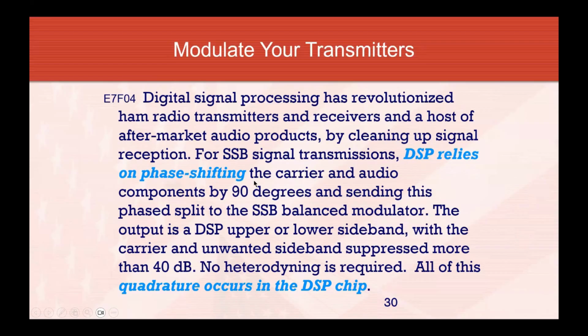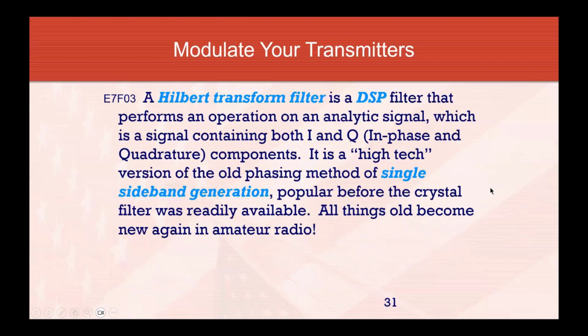The DSP relies on phase shifting the carrier and the audio by 90 degrees. Quadrature. A Hilbert transform filter is a handy word. It's a DSP filter. It performs an operation on a signal containing both the I and Q, the in-phase and quadrature components of it. It's a high-tech single sideband generation way of getting things done, and we'll see a question on that. Hilbert transform is the key to that as a DSP filter used for single sideband generation.